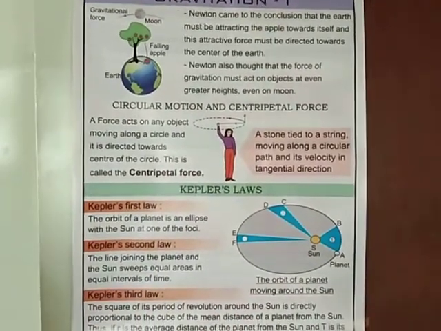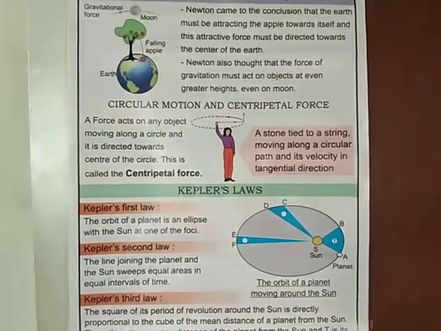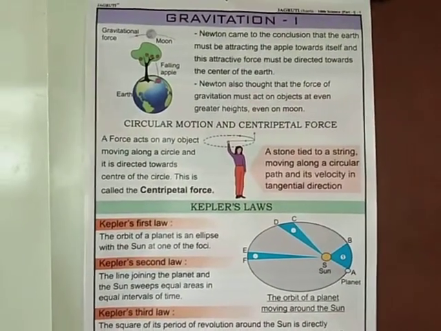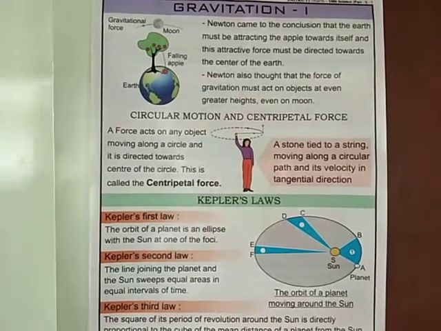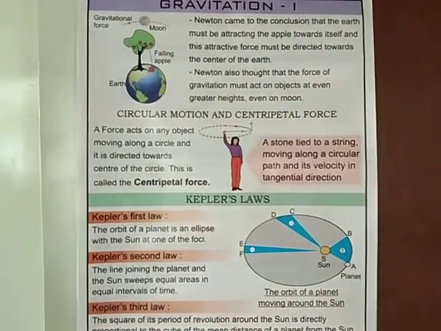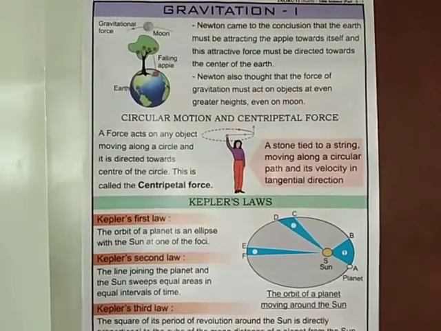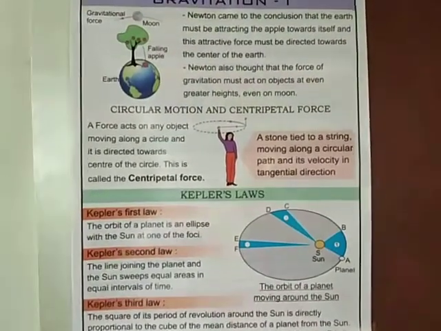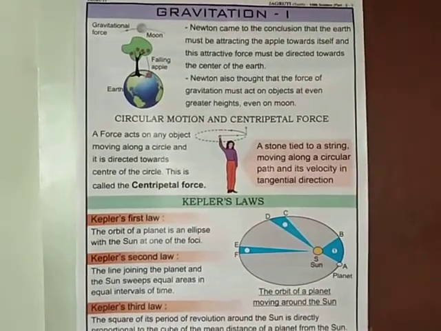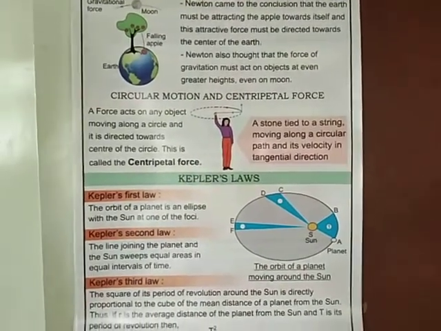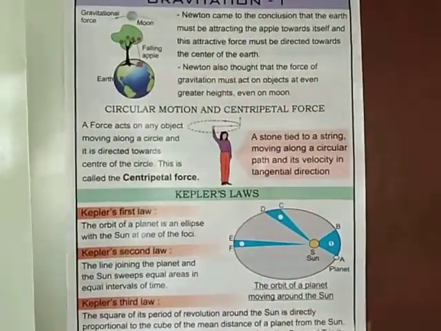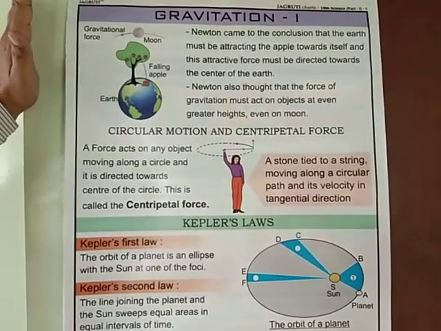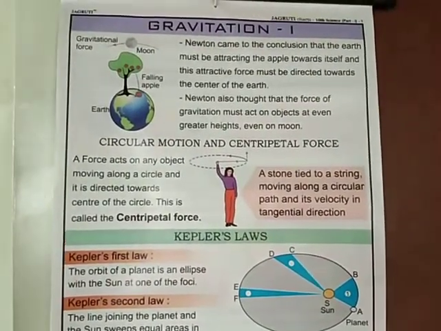Then circular motion and centripetal force: the force acting on any object moving along a circle and directed towards the center of the circle is called the centripetal force. For that, a stone is tied to a string moving along a circular path, and its velocity is in a tangential direction. That means it is a tangential direction. Okay, are you clear on some concepts related with the gravitation?